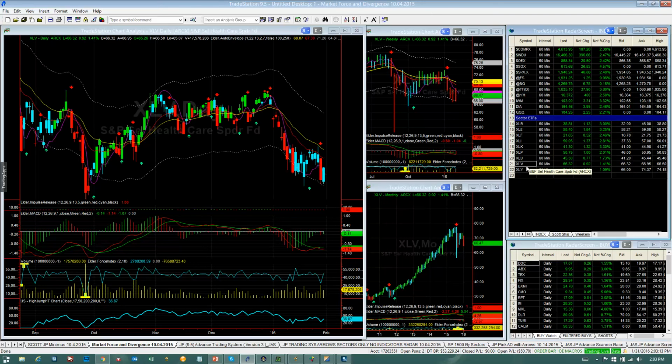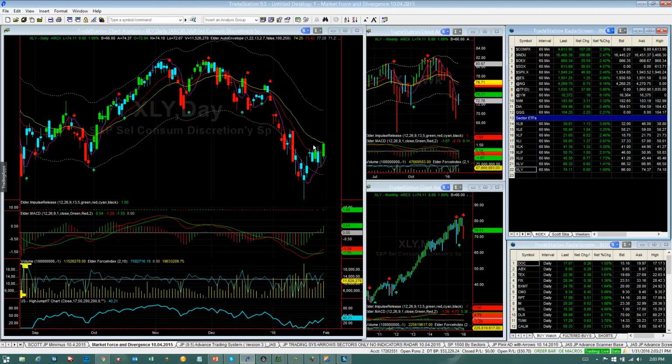Healthcare. First one with the weekly sell signal. So healthcare has been lagging. And then discretionary, also in a daily sell signal. So energy, staples, utilities are where the strength is.